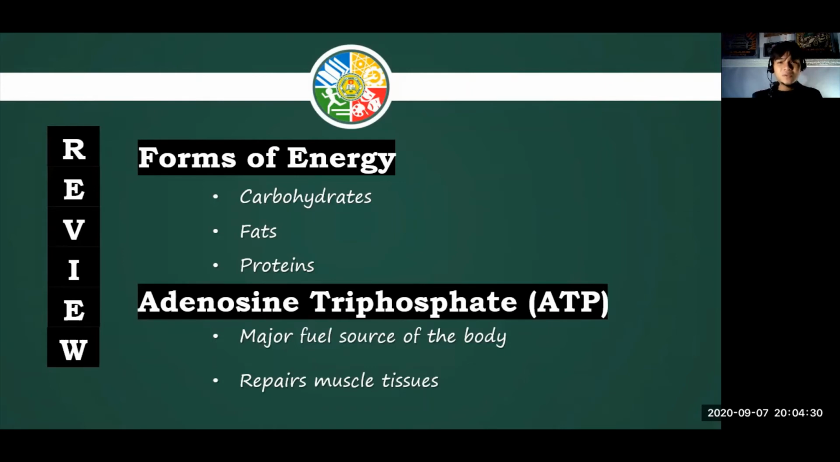So before ta mo proceed to the next slides, a short review. Energy refers to our ability to move. Its scientific term is adenosine triphosphate. It is also the major fuel source of the body, and aside from that, it also helps repair muscle tissues. Now, we can get energy from food consumption. Eating food that has carbohydrates, fats, and proteins would later transform and give us energy.